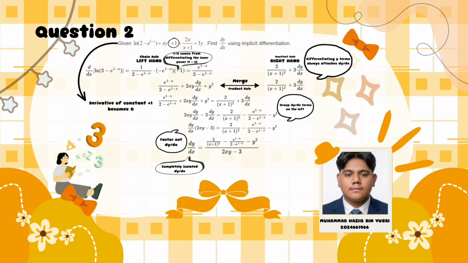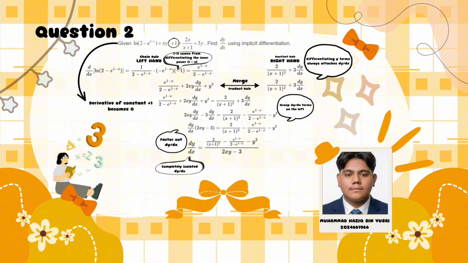Just remember that signs flip when they cross the equal sign, so the positive 3 dy per dx became negative. And for the next row, since both terms on the left side have a dy per dx attached to them, I just factor it out. I pulled it to the front and left the remaining 2xy minus 3 inside the brackets.